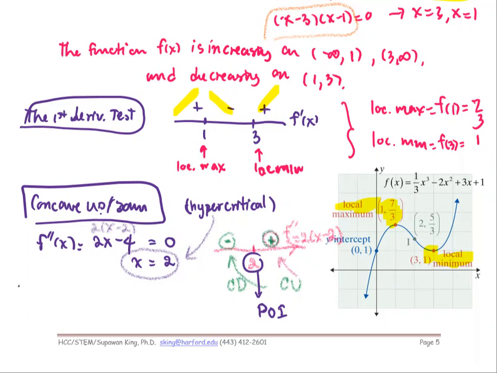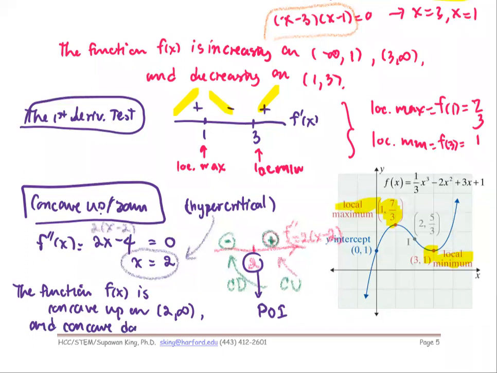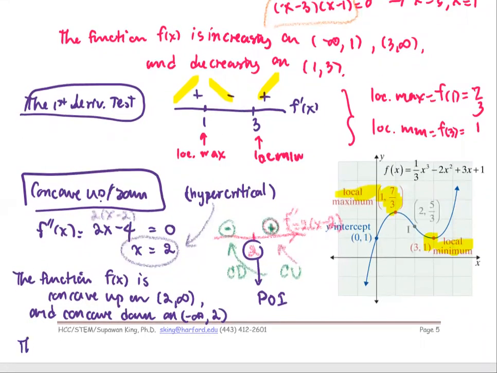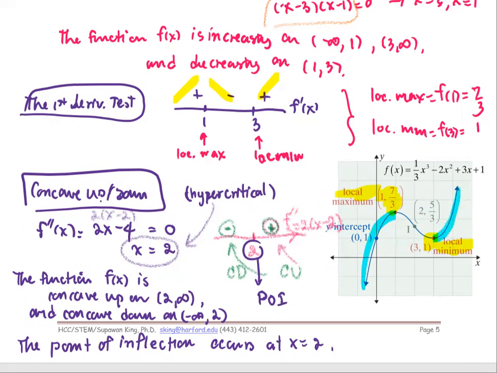Now we're gonna summarize it. The function f of x is concave up on the interval 2 to infinity and concave down on the interval negative infinity to 2. And the point of inflection occurs at x equals 2. And from the graph, as you see, the graph is increasing from negative infinity to 1 and increasing again from 3 to infinity, decreasing between 1 and 3. And the inflection point occurs at 2.